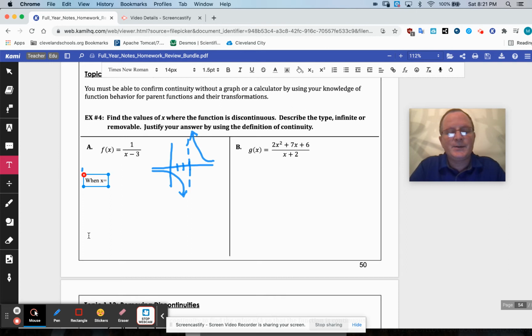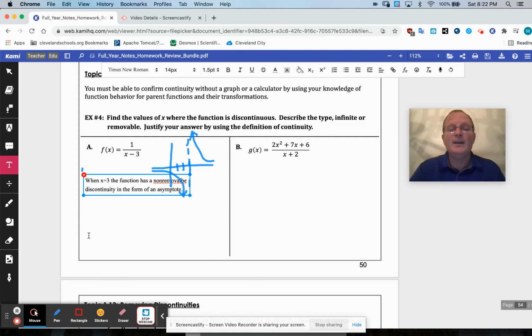When x equals 3, the function has a non-removable discontinuity in the form of an asymptote.